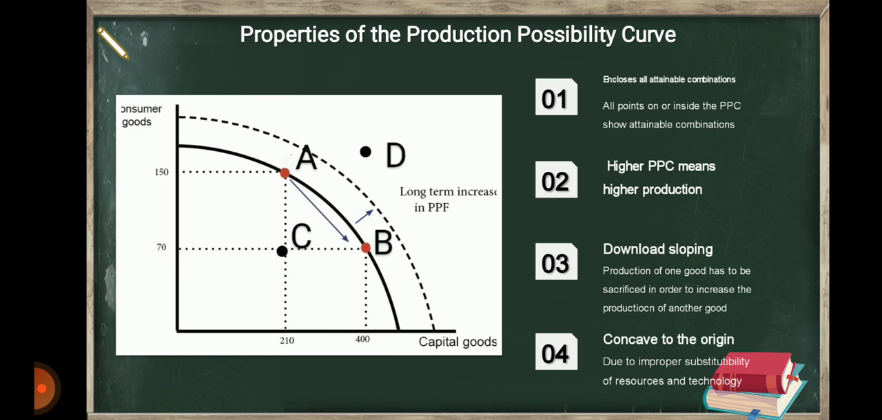Why is that shape? This is because none of the resources will be equally efficient in producing all the goods. Say, let's take a resource or a machine that is efficient in producing butter. Now, if you want to change the production from butter to cotton, this machine, even if it produces cotton, will not be as efficient as it produces butter. So, imperfect substitutability of factors leads to the concave shape of the production possibility curve.